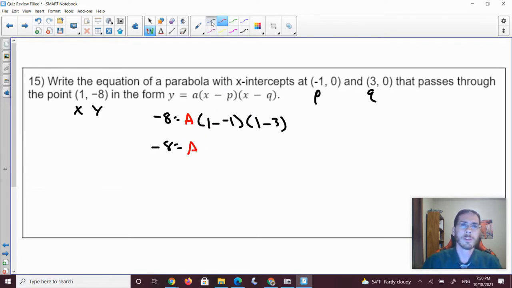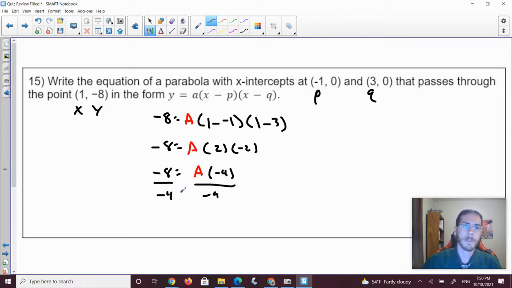We'll do the two parentheses. 1 minus -1 is 1 plus 1, which is 2. 1 minus 3 is -2. 2 times -2 is -4. We divide both sides by -4. And so we get 2 equals a. So now we know a, and now we're basically done. Final answer is going to be y equals 2, because 2 is a.